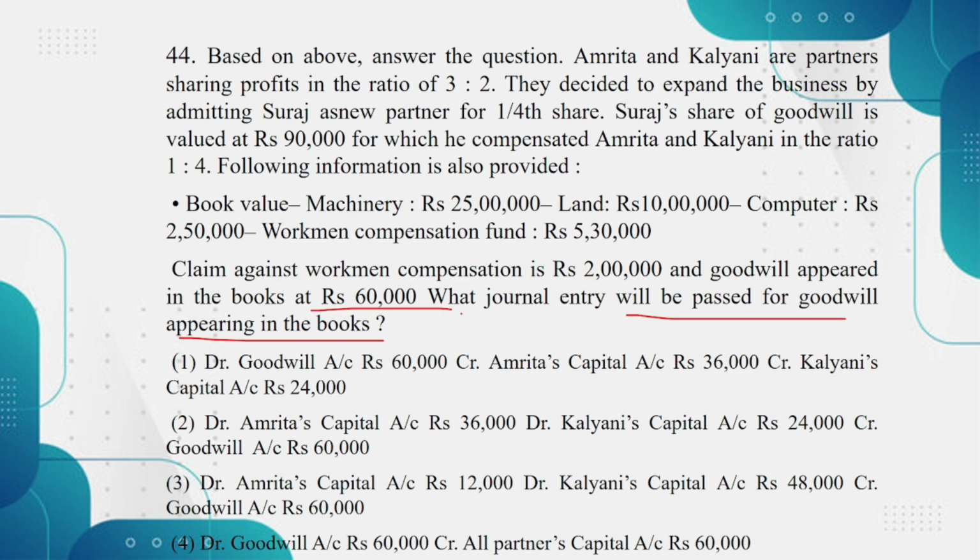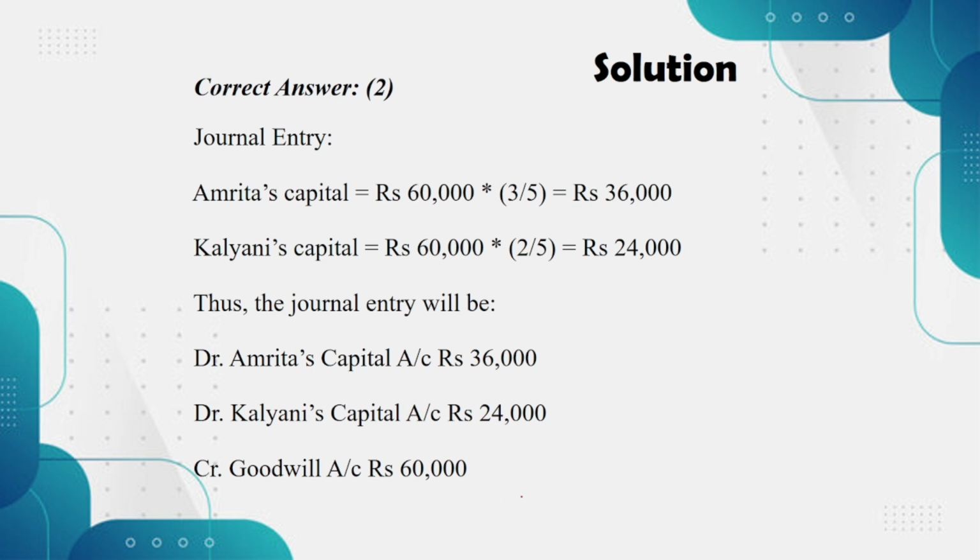From the case study, what generally will be passed for goodwill appearing in the books? Goodwill appearing in the books is 60,000. You know very well, it is written off in the ratio 3:2. So we can share that amount. That will be goodwill 36,000 Amrita's capital account debit, Kalyani's capital account debit 24,000. 24,000 is Kalyani's share, 36,000 is Amrita's share, and to goodwill it is 60,000.